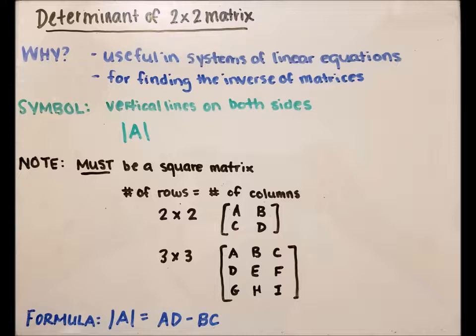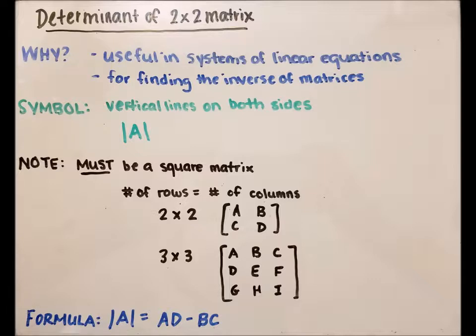The symbol for a determinant is two vertical lines on both sides. Here we see that there are two vertical lines on the sides of A, so that means we are finding the determinant of A. One thing to note is that to find the determinant of a matrix, the matrix itself must be a square matrix. A square matrix means the number of rows must equal the number of columns, for example a 2 by 2 or a 3 by 3.